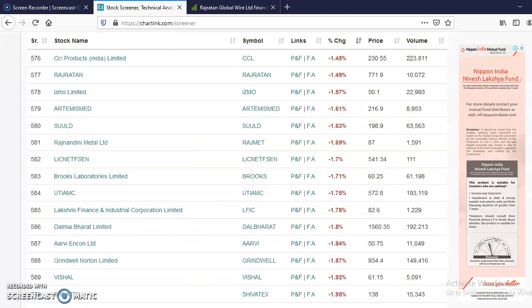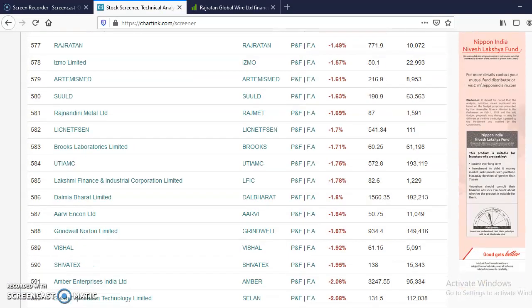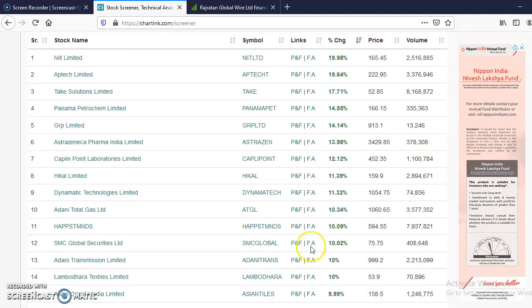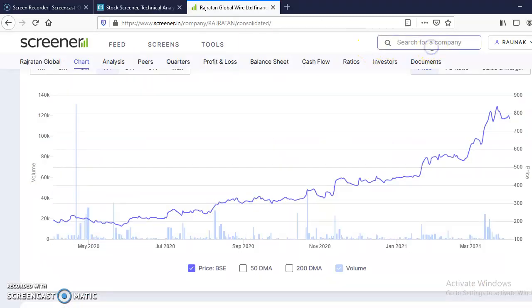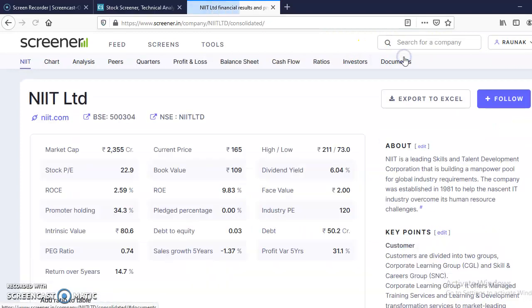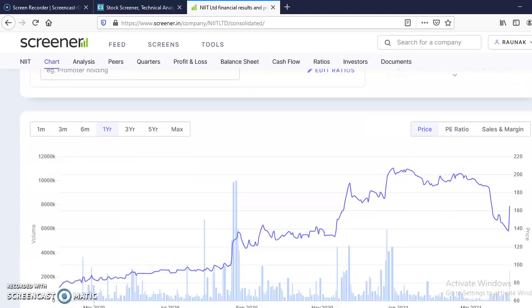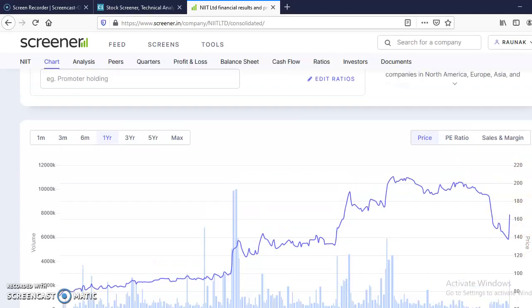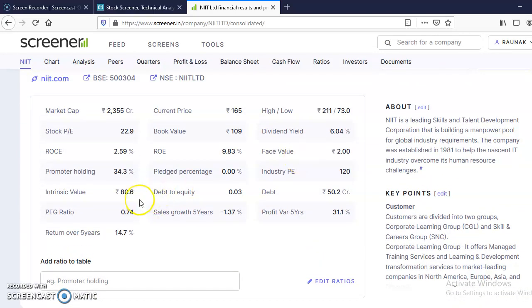So this is the way you can select stocks based upon breakout or breakdown. You can also select stocks which have shown trend reversal, trend breakout, or range breakout. That you can also do, like NIT Limited. We can have a look at NIT Limited also. As you can see, the price is 165. This is the 20% increase on the particular day, depicted by the graph. This also has a PEG ratio less than 1. So this is also worth investing.